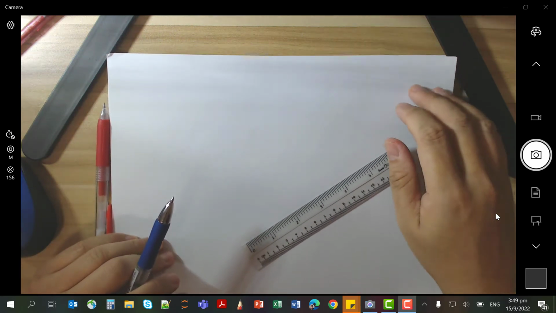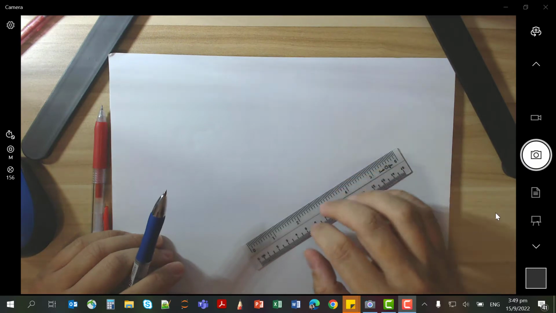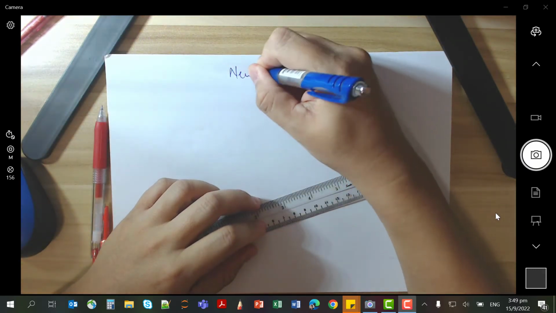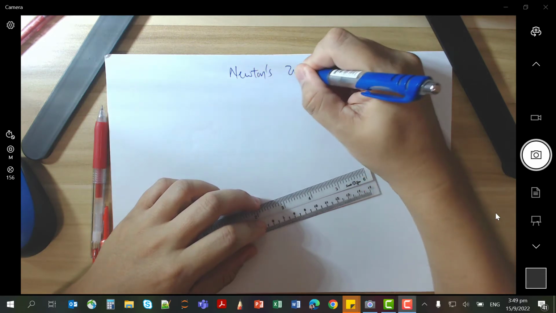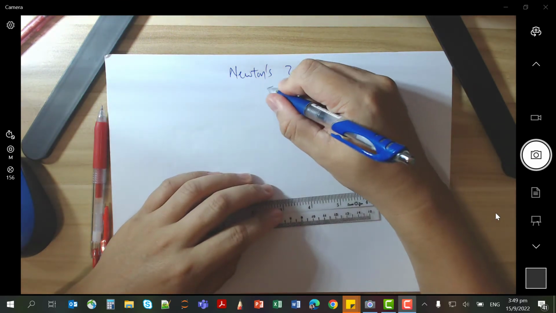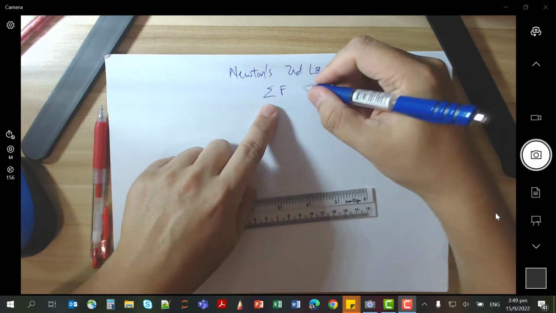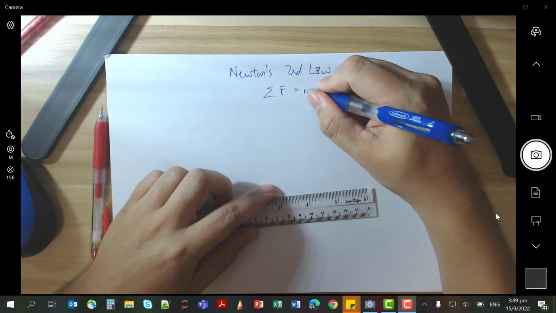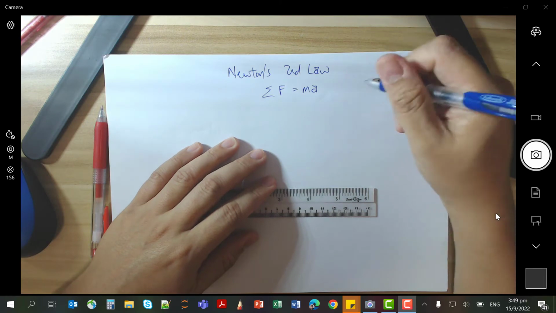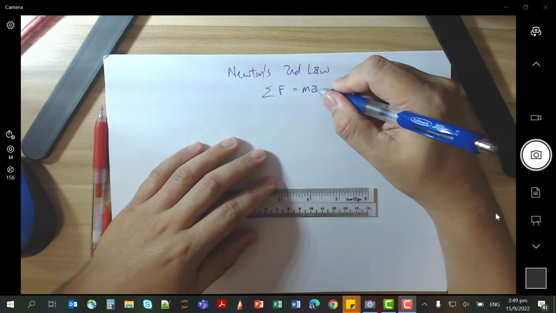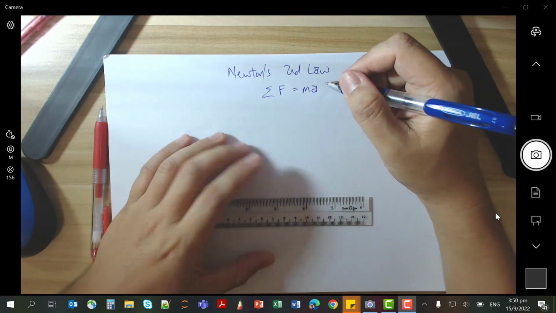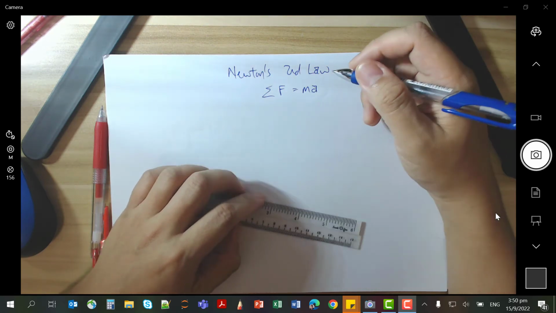Alright, okay, before we start any mechanics topics, we are going to start off with Newton's second law. Basically, in equation terms, it is the summation of forces, this is a summation sign, equals mass times acceleration. Mass is the mass of an object and acceleration is the acceleration of the object. Force is just any external forces acting on this particular object.